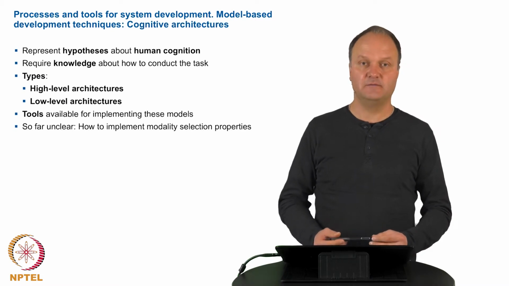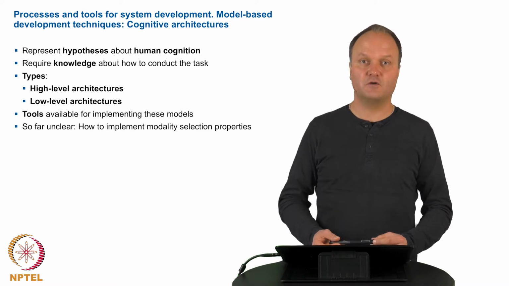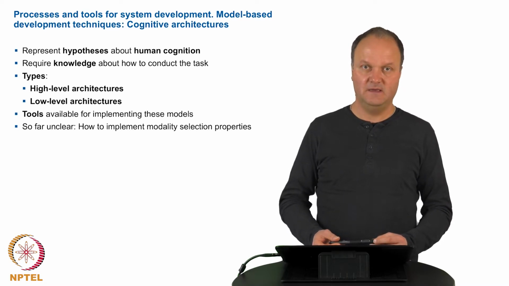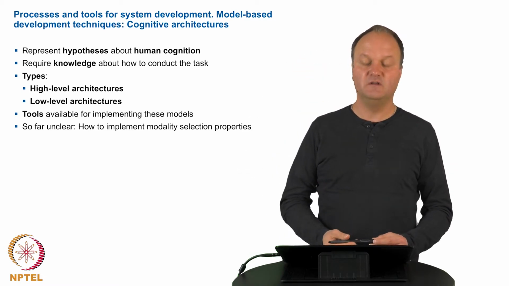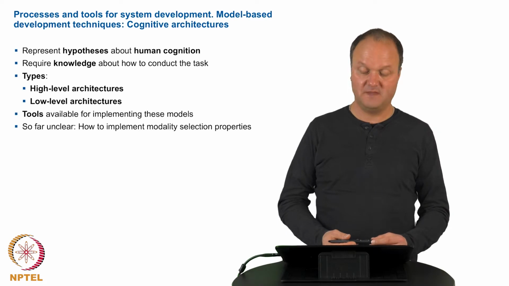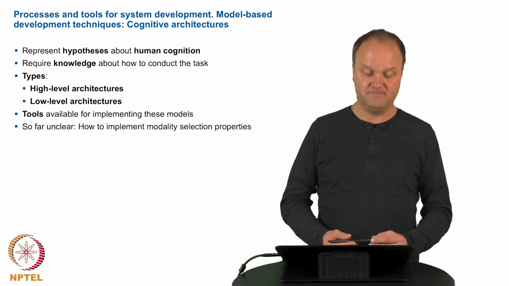A very popular class of model is the so-called cognitive architecture. Actually, cognitive architecture tries to represent hypotheses about human cognition. That is, they are based quite upwards in the human decision-making process. These models require knowledge about how to conduct a task, and this is knowledge which usually an expert needs to provide to the model in order to be functional.